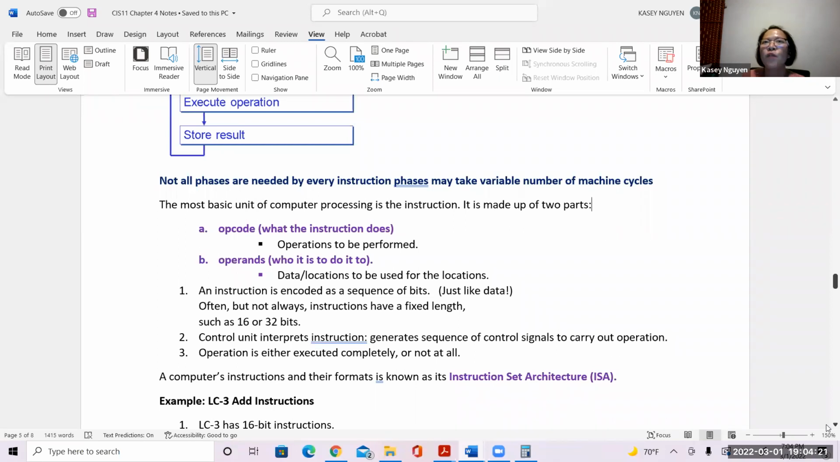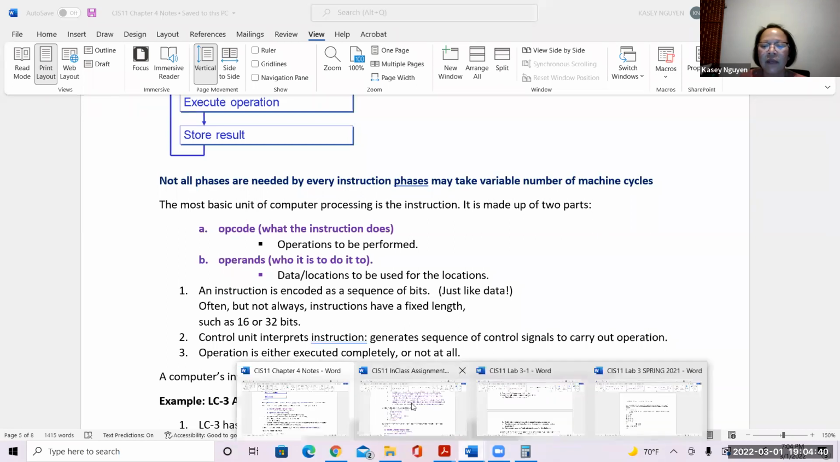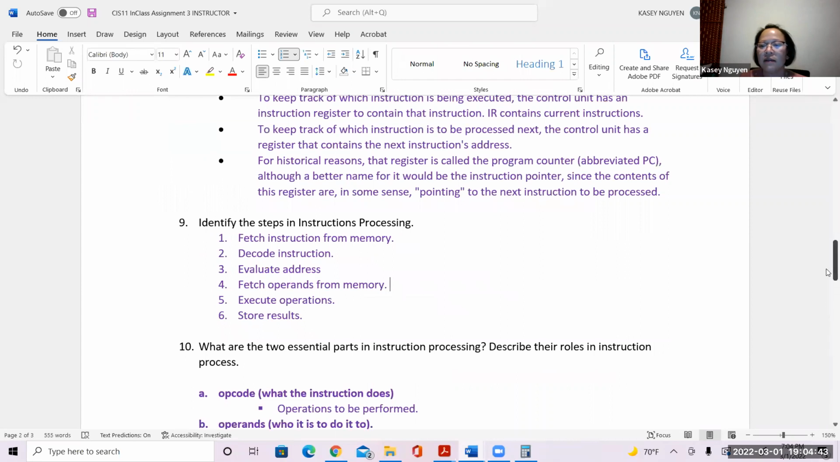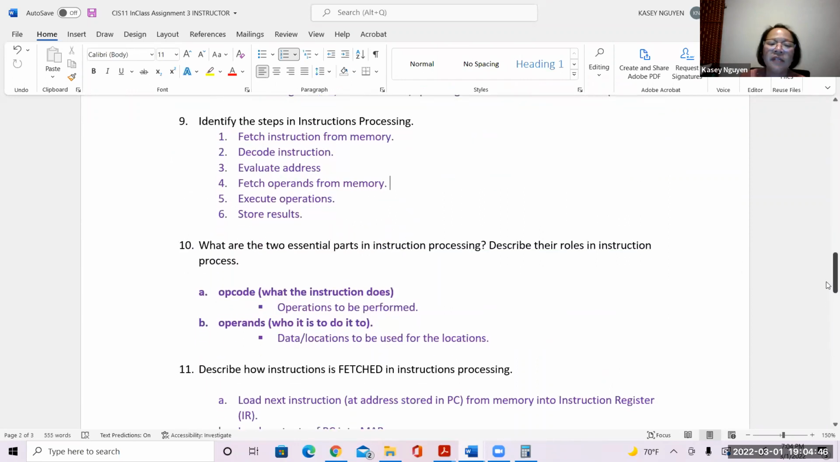And so opcode is what it needs to do, and operands is who it is doing it to, or what it is doing it to. So data and location is the operands. So now when we answer these questions, we can simply include those two for number 10. The essential parts of instruction processing are two, opcode and operands. Operations for the opcode and data and locations for operands.